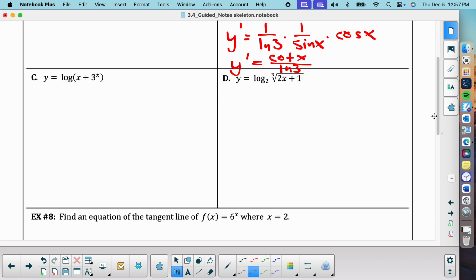And the information here is weird. On D, my tip would be to use logarithm properties before you do derivatives.